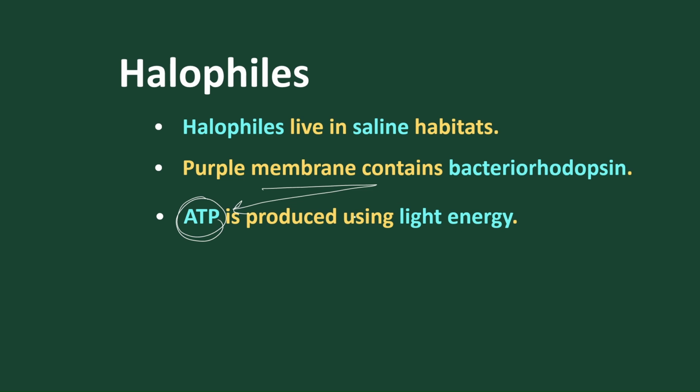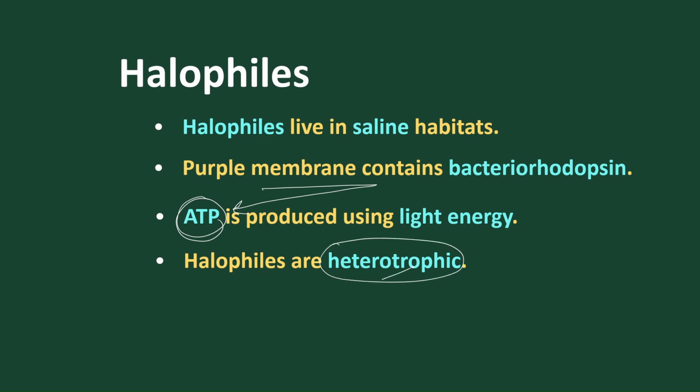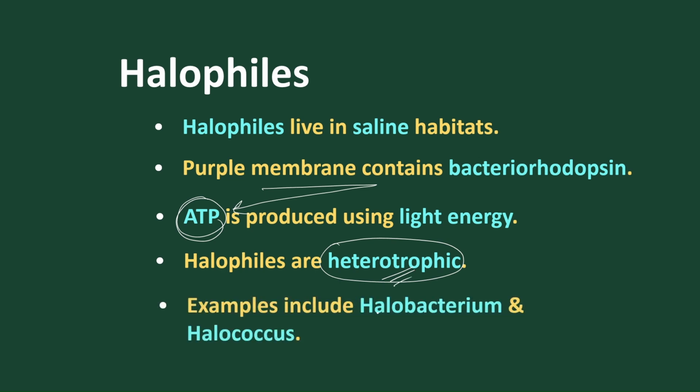But this ATP is not used in food production. As they are unable to prepare their own food, they are heterotrophic in nature. The best examples are Halobacterium and Halococcus. These are the two forms of bacteria.